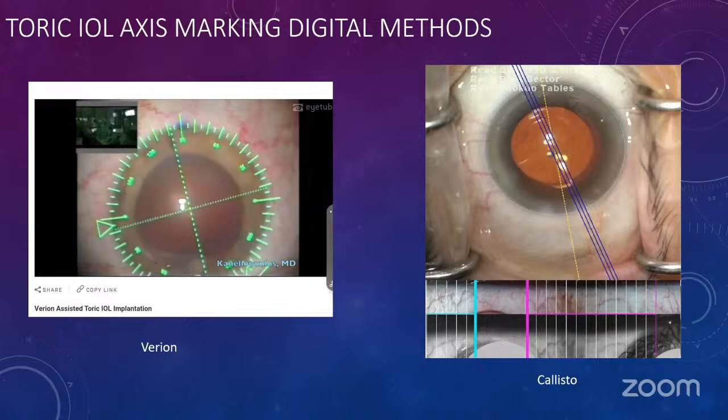A Varion system also uses a similar method. Limbal blood vessels or some reference marks are used, and intraoperatively these are overlaid on each other, and as a result we get a nearly perfect axis of placement.